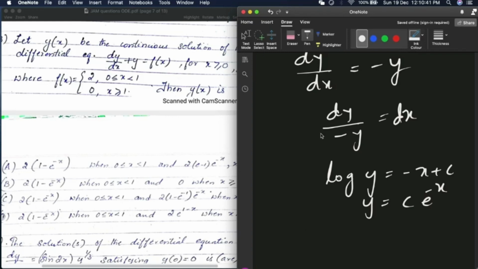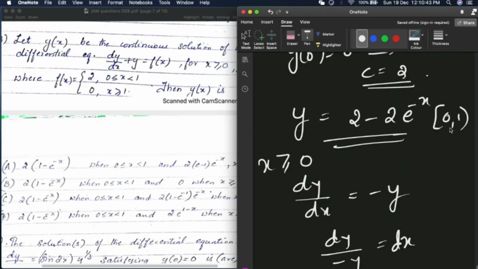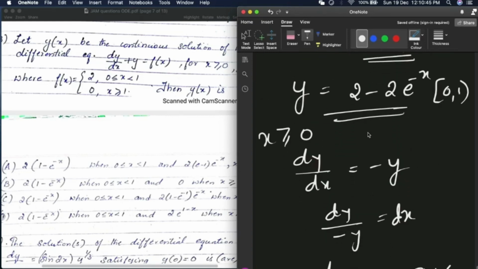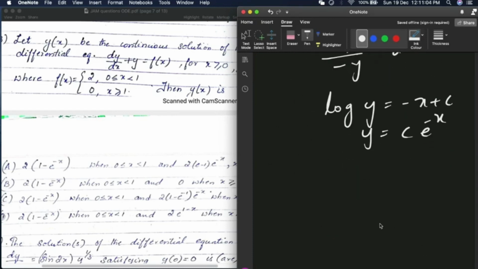So here, from there, you can get a condition in the boundary condition. So what is y of 1 here? It should match. It's a continuous solution they have given. So it should match at the boundary 1. So y of 1 here is 2 minus 2 e raised to minus 1. So that you can use here to find c. This has to match with this.